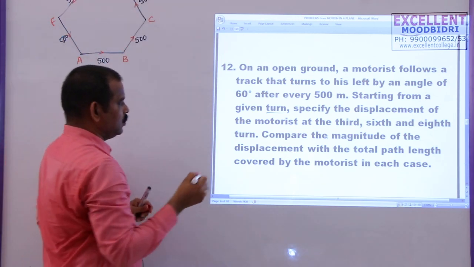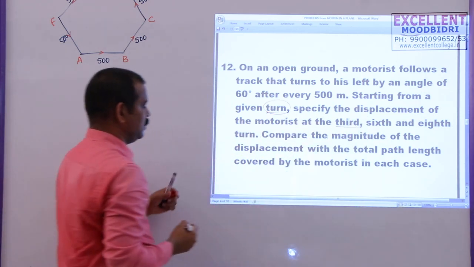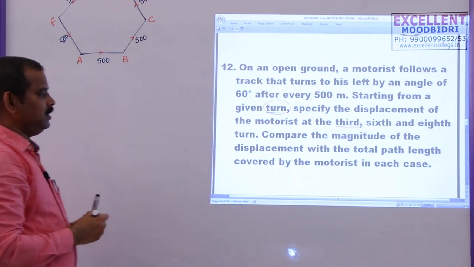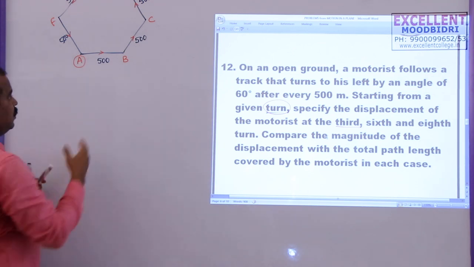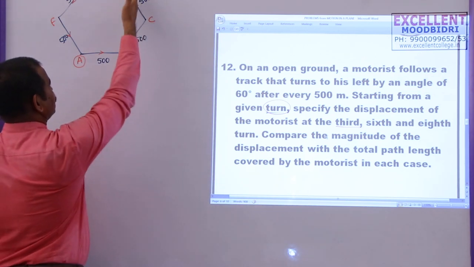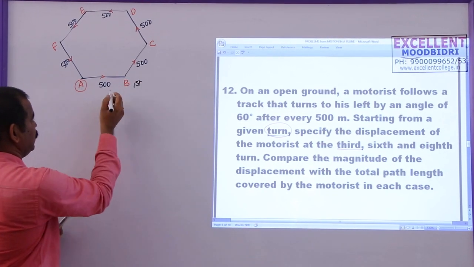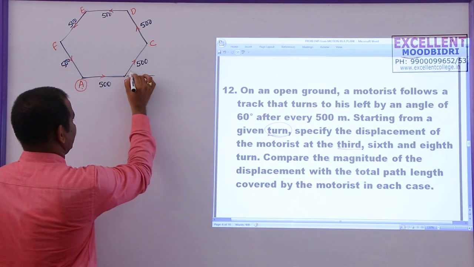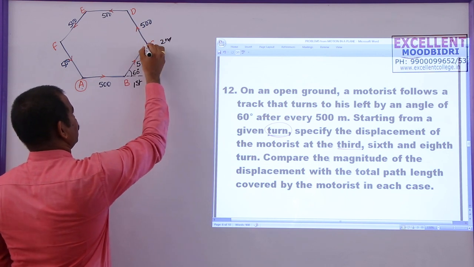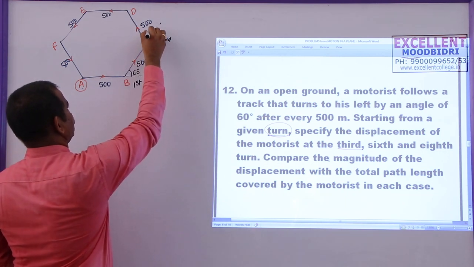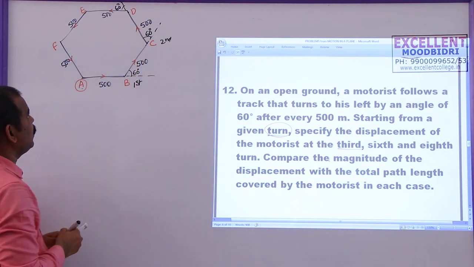So what do we need? From a given turn, specify the displacement of the motorist after the 3rd turn, after the 6th turn, after the 8th turn. So this is the given turn. Let me take this as the initial point. This is the first turn, 2nd turn, 3rd turn. Starting from this turn, after traveling 500 meters, instead of traveling straight, he turned by 60 degrees. Once again, this will be the 2nd turn. Like this, at each and every turn, he is turning by 60 degrees.